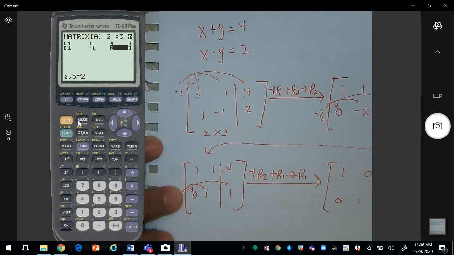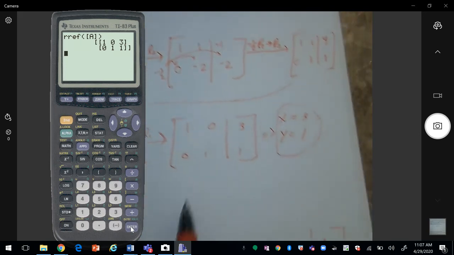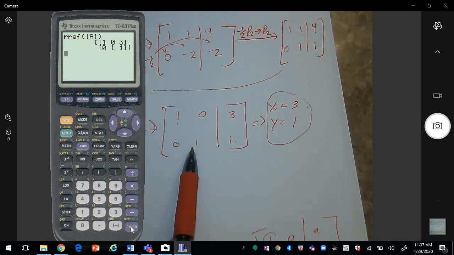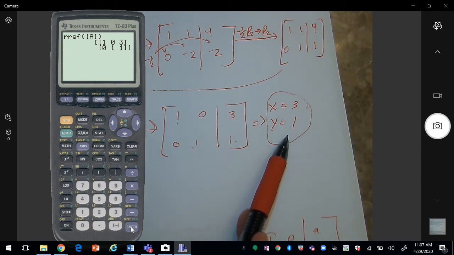Once your matrix is in there, you can just second quit and then go back second matrix. And we're going to do some math with it. So you want to go all the way down, and you want to use the key that says RREF. So I'm going to press enter. That just means reduce row echelon form. So I press enter, and now we need to call the matrix. So second matrix. I want to use A, so I press enter, and then I press enter. And so if you notice here, we get our result, which is the same as this. And then we just need to interpret it as x equals 3, y equals 1.